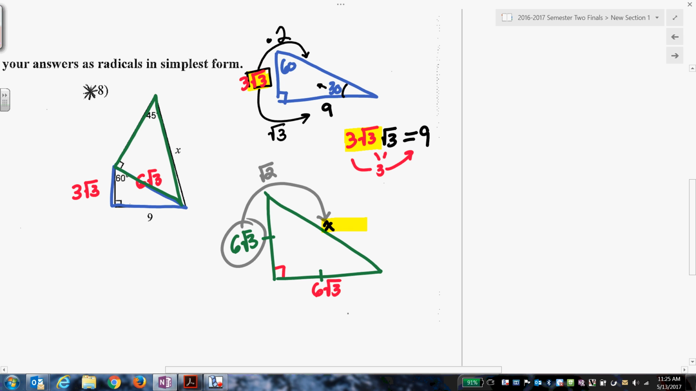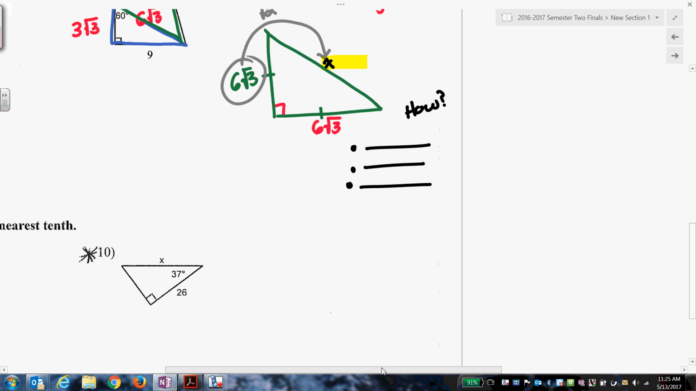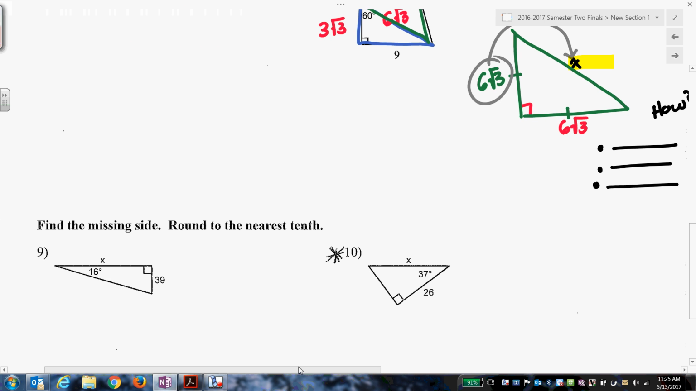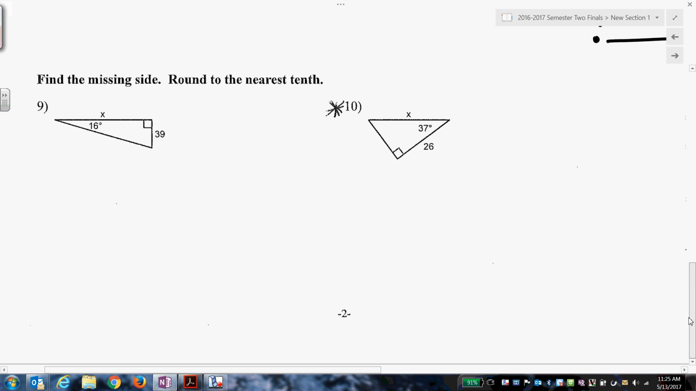When you are done figuring this out and checking your work, I recommend you write 3 little bullets. What are the basic steps to doing this problem? And then do the one on the left. Pause, check, write, do another one. Down here it says find the missing side, round your answer to the nearest tenth.